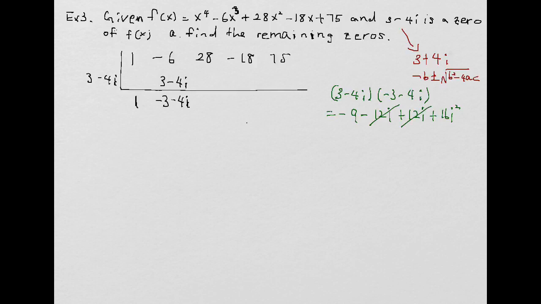And you do negative 9. And don't forget, when you have i squared, this is equal to negative 1. So it means you're going to have negative 16. So that gives you negative 25. So here you will have negative 25 added into 28, so it'll be 3. 3 times 3 minus 4i is 9 minus 12i. And negative 18 plus 9 is negative 9 minus 12i.